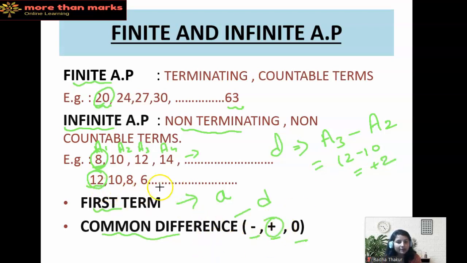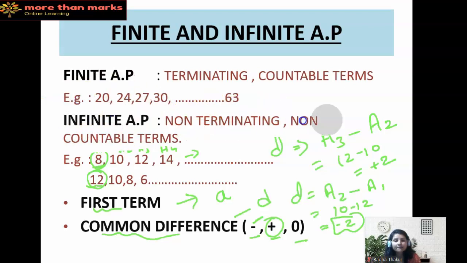Now in this example, let's find the D. Let's take term 2, A2. If I am taking A2, then I have to subtract the previous term, that is A1, from this. So it's 10 minus 12. It means D is what? Minus 2. So in this case, D is negative. So D can be negative as well, positive as well, and 0 as well.